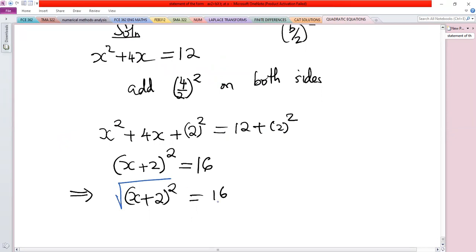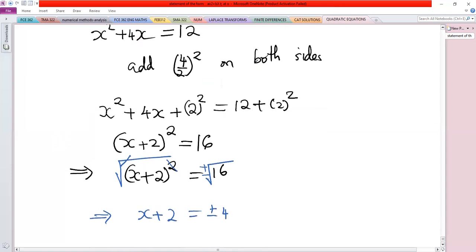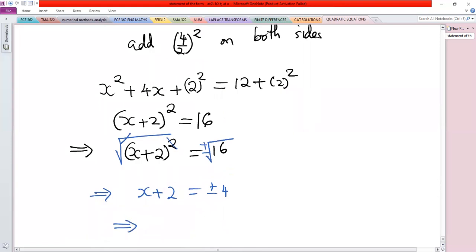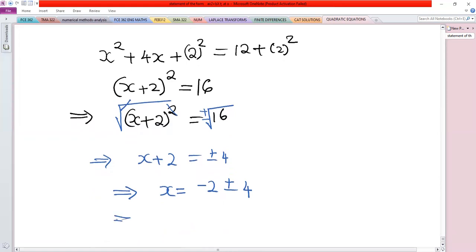So square root, but remember it's plus or minus. So this and this cancel out. So x plus 2 is plus or minus 4. And then this implies that x will be minus 2 plus or minus 4, taking this to the right-hand side. And so this means x equals to minus 2 plus 4, or x equals to minus 2 minus 4.